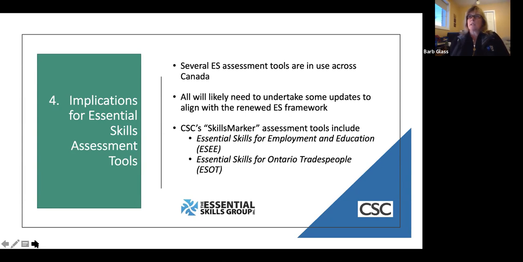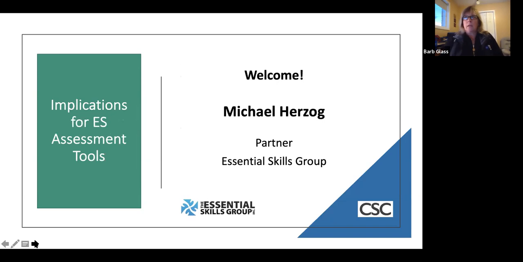So currently the CSC has two tools under our Skills Marker brand. I know some of you are familiar with them, possibly even using them. We have the Essential Skills for Employment and Education, or EASY tool. And we also have Essential Skills for Ontario Tradespeople. We've done some recent updates to the EASY tool, and we'll talk a little bit more about that later. But right now, I'd like to turn things over to our partner, Michael Herzog, and he'll walk through a little bit more detail around the implications for essential skills assessment tools. So Michael, welcome, and I'll turn it over to you for a few minutes.